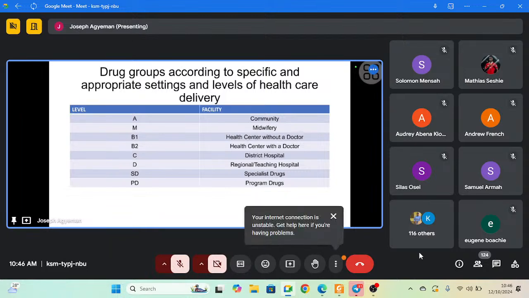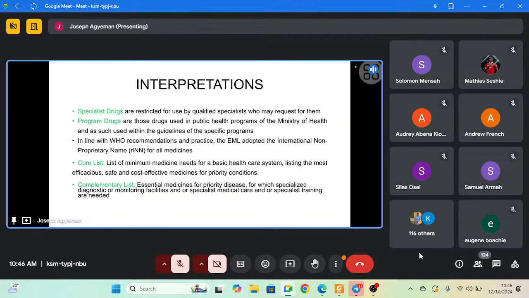So those drugs, they are only what? Reserved for those programs. So TB drugs are program drugs. Malaria drugs are program drugs. Drugs that are used for the expanded program on immunization, all those drugs are program drugs, and they are supposed to be deemed as such, not used for other conditions. So these are the definitions or interpretations for the various drugs.